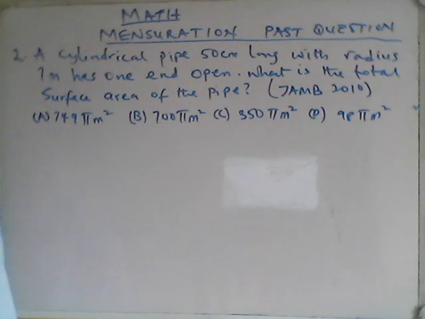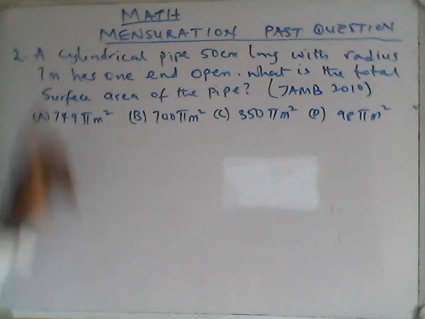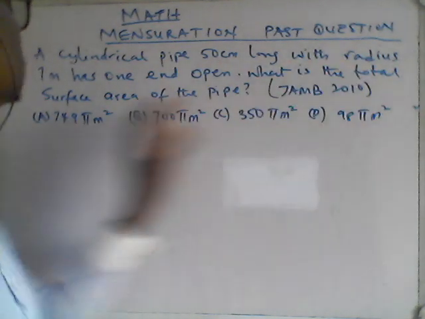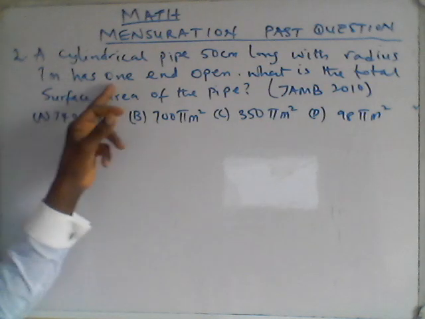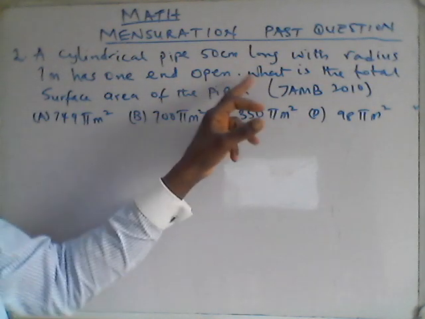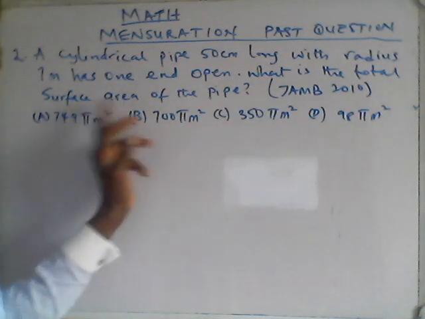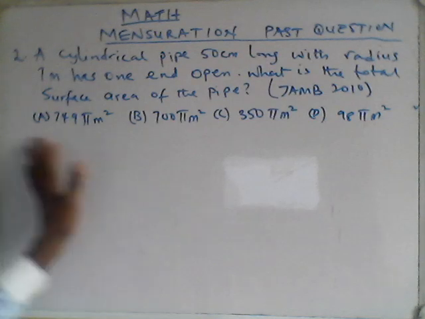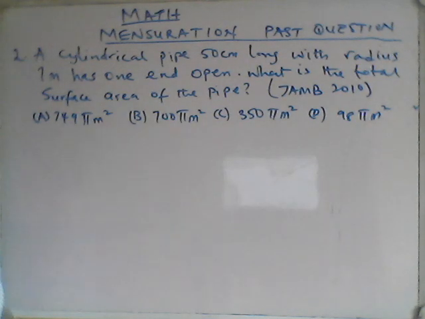Okay, so we have another question on the board. It says a cylindrical pipe 50 meter long with radius 7 meter has one end open. What is the total surface area of the pipe? So this is a JAMB question 2010. So these are the options. So I'm going to solve to see which one is correct.